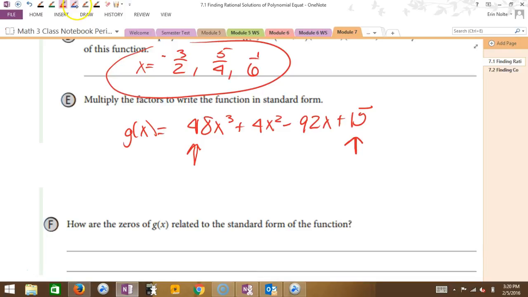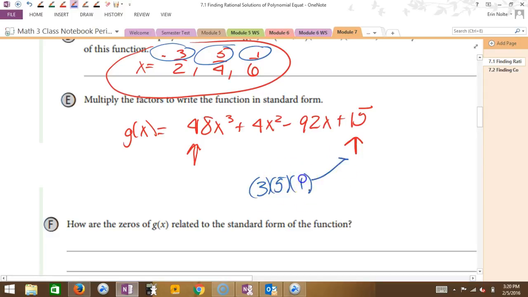So let's look at the numerator of our zeros. So our numerator is negative 3, 5, and 1. Those are all factors of 15, right? And the denominators 2, 4, and 6, those are all factors of 48, our leading coefficient. So can somebody tell me how these zeros are related?